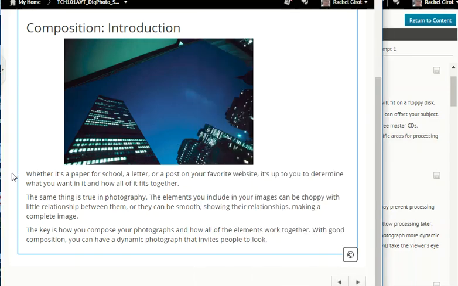Let's find out. Whether it's a paper for school, a letter, or a post on your favorite website, it's up to you to determine what you want in it and how all of it fits together. The same thing is true in photography. The elements you include in your images can be choppy with little relationship between them, or they can be smooth, showing their relationships, making a complete image. The key is how you compose your photographs and how all of the elements work together. With good composition, you have a dynamic photograph that invites people to look.